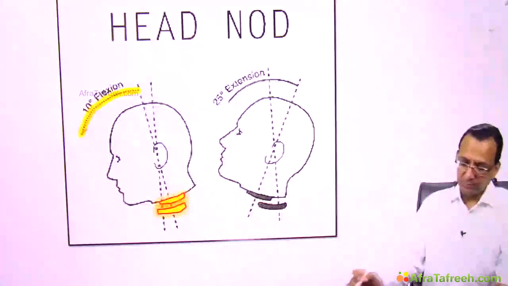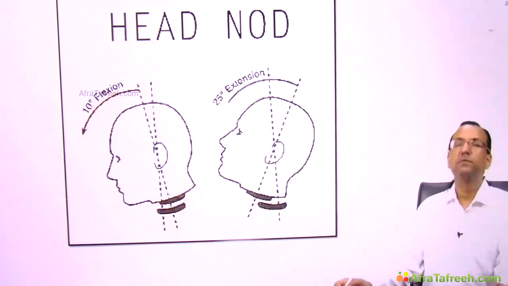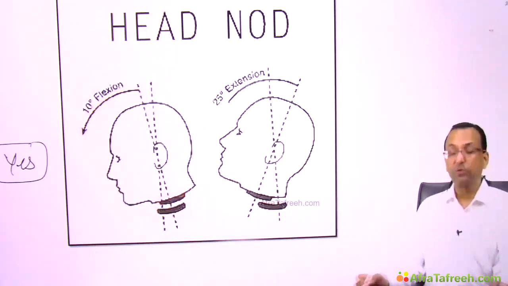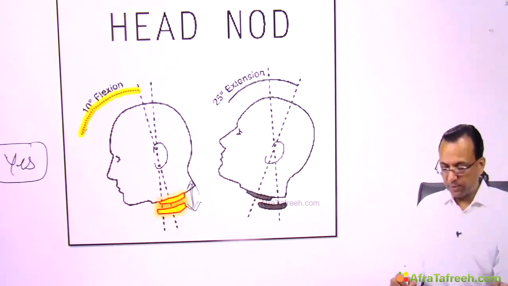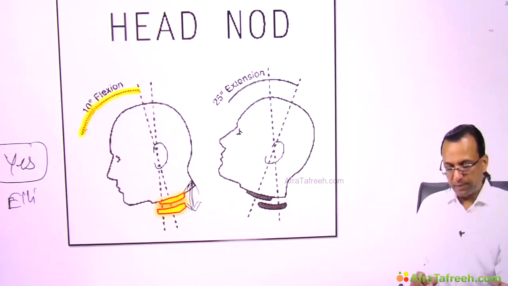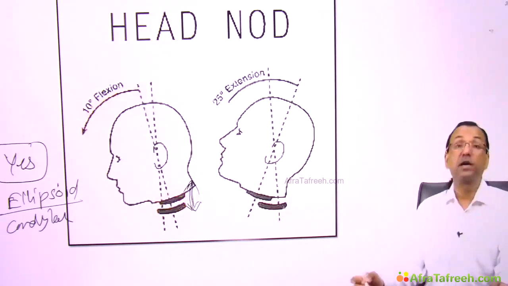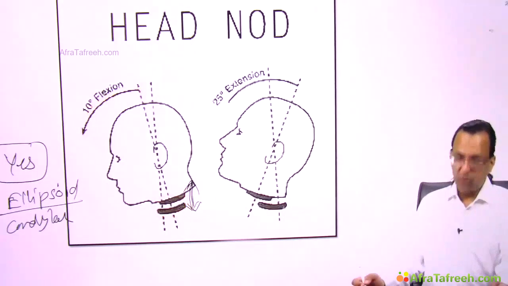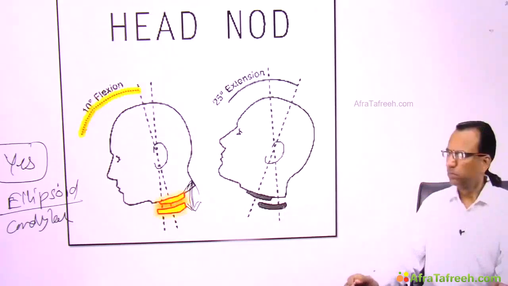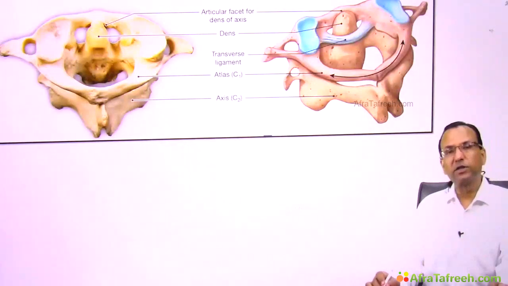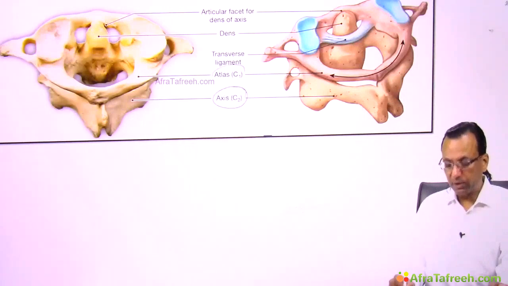Next, you are doing the yes movement, and when you do the yes movement, you are moving the atlanto-occipital joint, which is an ellipsoid synovial joint. If ellipsoid is not in the options, then you can say condylar, because there are occipital condyles, condylar synovial joint. And where do I do the no movement? It is the atlantoaxial joint, C1, C2.